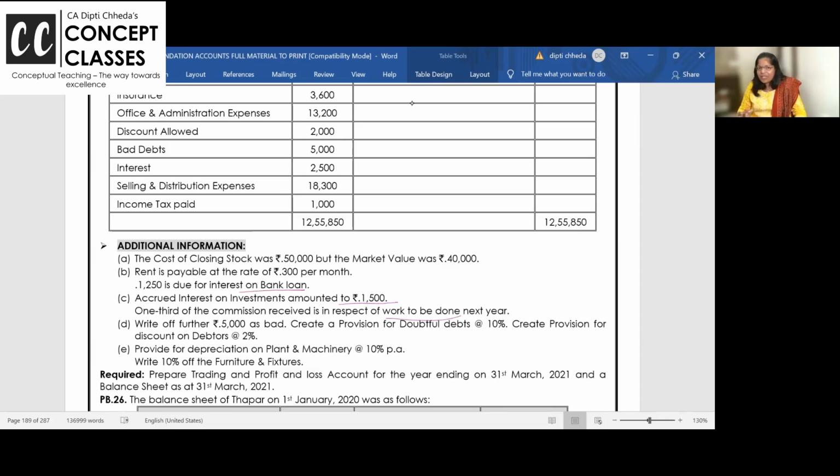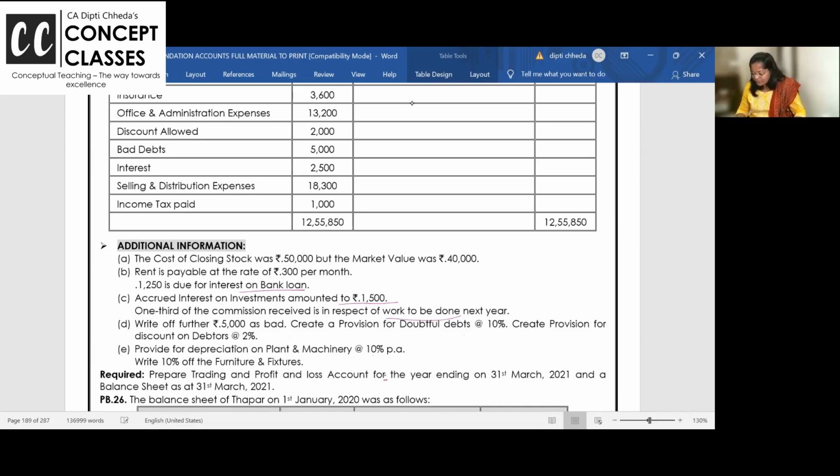All adjustments that I've taught will be covered. Bad debt is also there, provision is also there, discount on debtors. So you should know the sequence. Now, provide for depreciation on plant and machinery and furniture. Prepare trading, P&L and balance sheet.